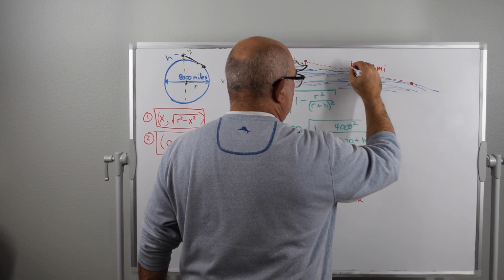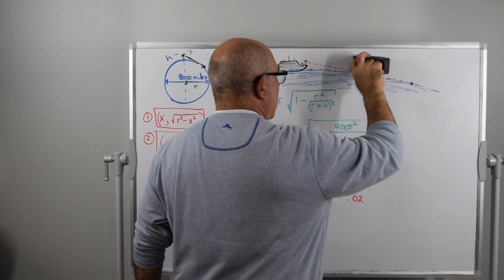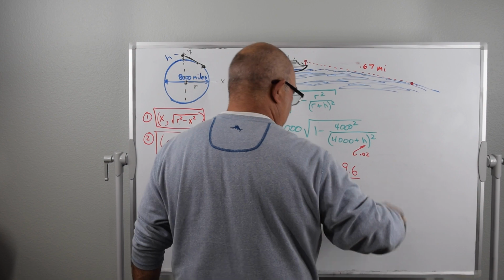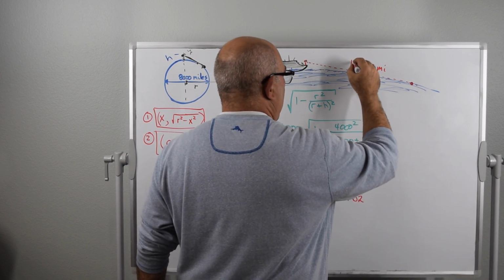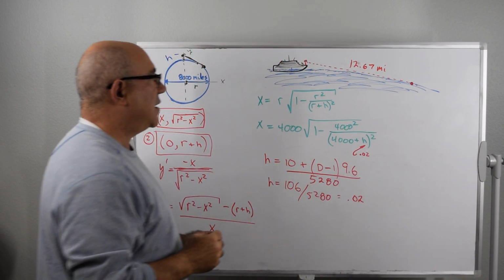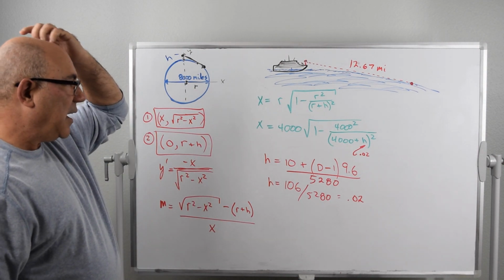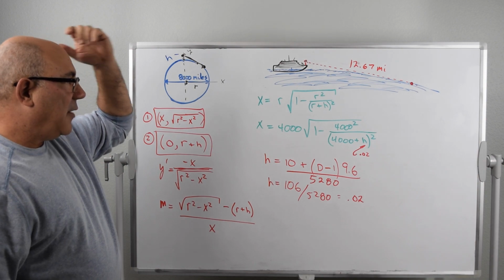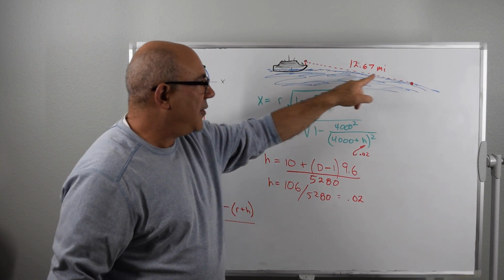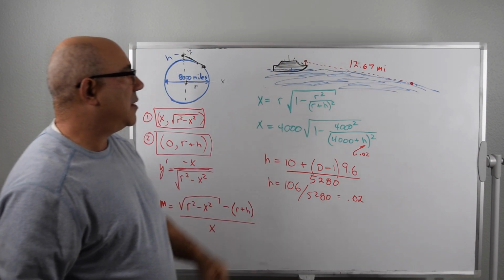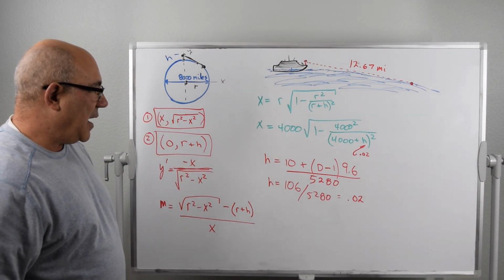Let me write that, sorry, after all that work I'm going to write the answer sloppy. 12.67 miles is how far out you could see. And so that's pretty neat. If you took the curve of the Earth into account, you could figure out the nautical miles, which would be a little bit longer, but we're not going to do that today.